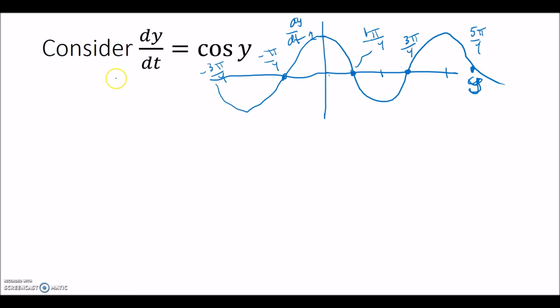So our phase line in this case, now notice that the slope is positive in this interval, slope is negative in this interval between here and here, and then again positive between 3pi/4 and 5pi/4, and so on and so forth.